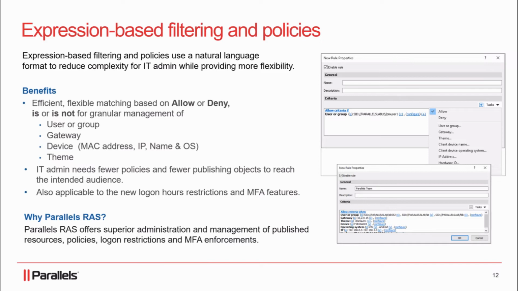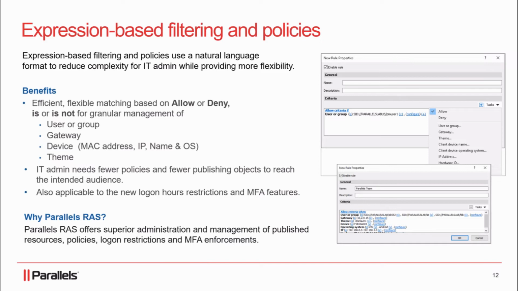Now, the conditions can be based on a variety of things. User or group. Are they coming in through a certain gateway? IP address, device name. What is the client operating system? All those things can be put into a single rule to help determine the access and the policies that will be applied to the user session. For example, you could have a rule that evaluates a user.